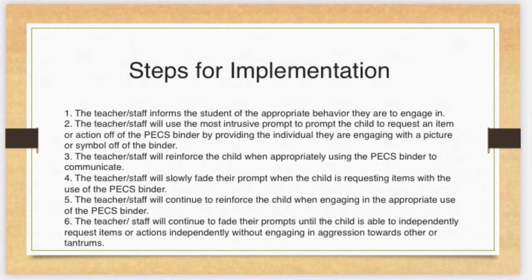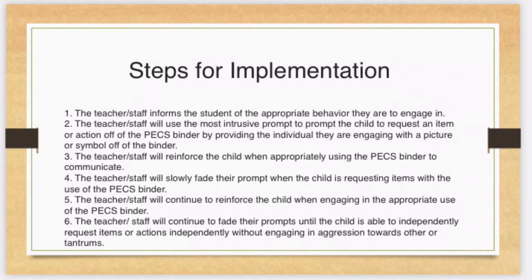Steps for implementation. Number 1, the teacher or staff informs the student of the appropriate behavior they are to engage in. Number 2, the teacher or staff will use the most intrusive prompt to prompt the child to request an item or action off of the PECS binder by providing the individual they are engaging with a picture or symbol off of the binder. Number 3, the teacher or staff will reinforce the child when appropriately using the PECS binder to communicate. Number 4, the teacher or staff will slowly fade their prompt when the child is requesting items with the use of the PECS binder.